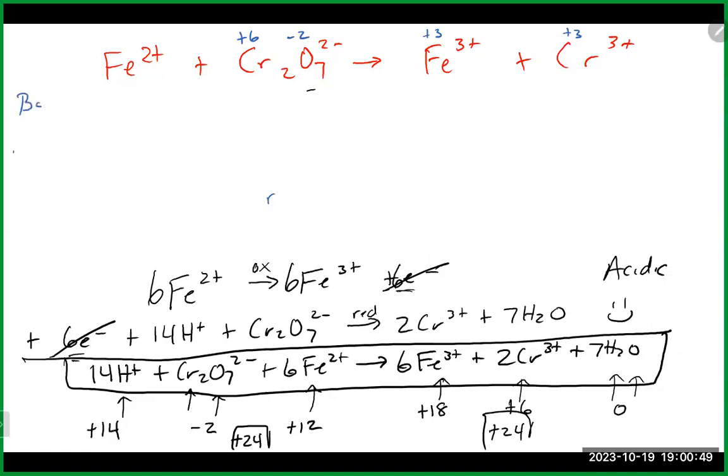is we're going to add OH minus to both sides. And it's going to be equal to the number of H pluses you have. So when you look at your acidically balanced equation, you have a certain number of H pluses, which in this case is 14 in our example, right? You're going to add 14 OH minuses to both sides.